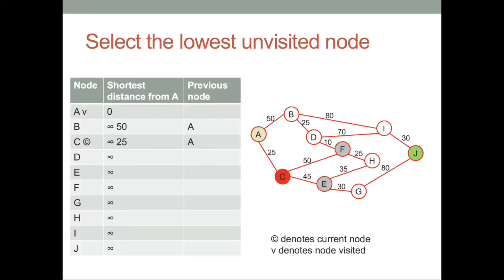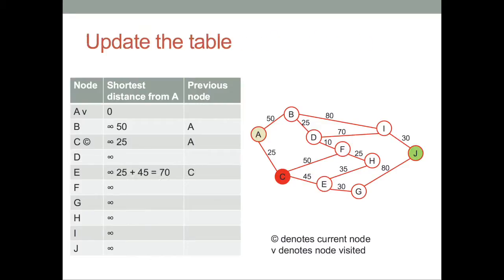Now comes the key part of the algorithm. We look at the remaining unvisited nodes and we choose the node that has the lowest distance value. At the moment that value is C, and so node C is marked as the current node. As you can see, C has edges connecting to E and to F.